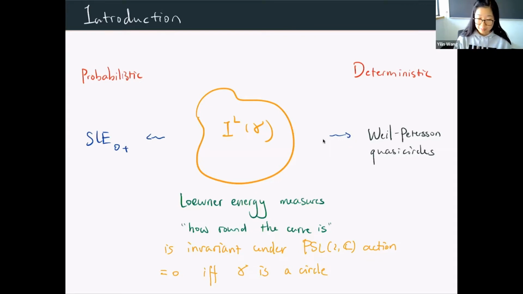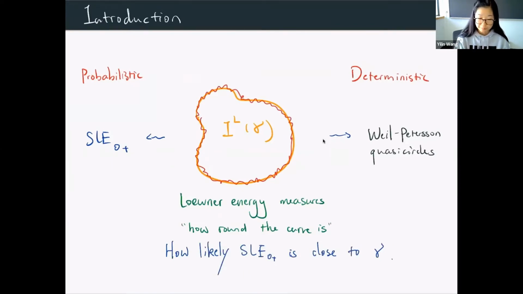It was motivated by some probabilistic theory like SLE, in particular its large deviations. So here you see SLE 0+, it actually means that SLE has a parameter kappa, and the large deviation is describing the asymptotic behavior of these random curves as kappa goes to zero. Intuitively speaking, it is measuring how likely SLE kappa, when kappa goes to zero, is to be close to a given curve gamma. I give a deterministic curve gamma, associated to a number called Loewner energy, which is greater or equal to zero.